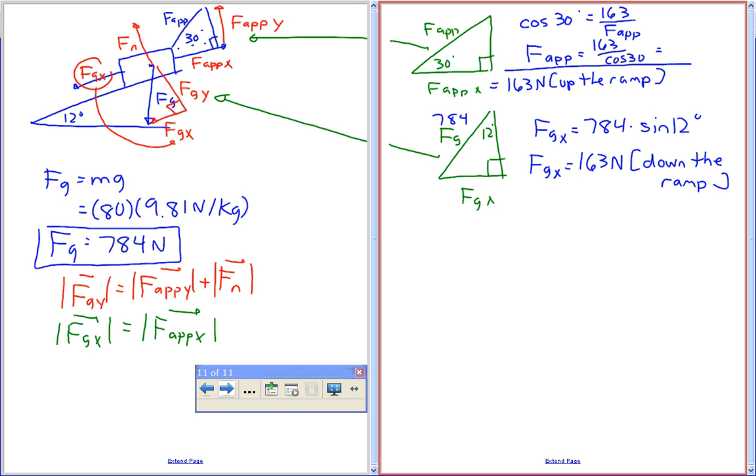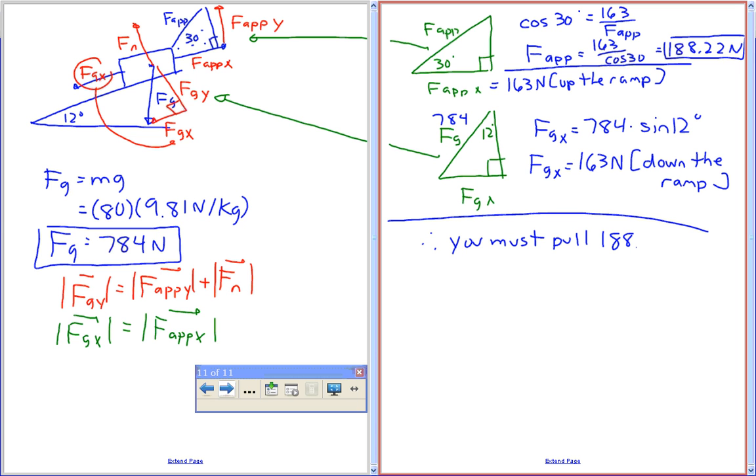Yeah. Okay. What is 163 over cos 30? 188.22. Therefore, you must pull 188.22 newtons on the handle. Okay, and that is a wicked cool question. Hint, hint, nudge, nudge. That actually matches 188.22. Is there a direction on that?